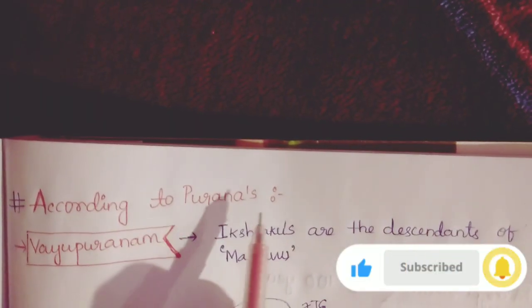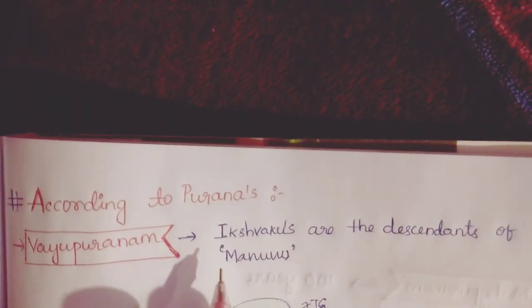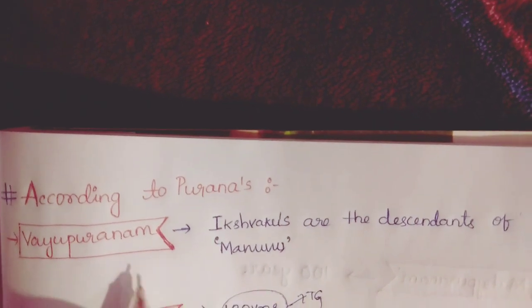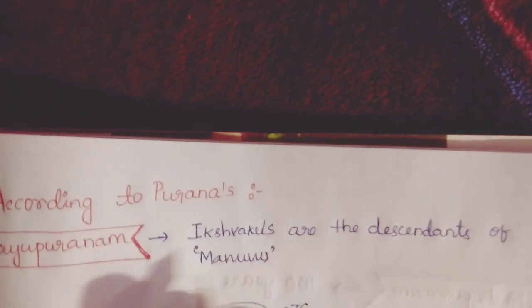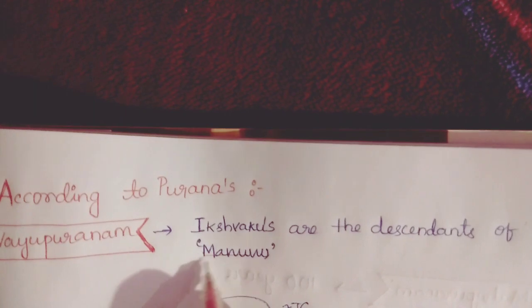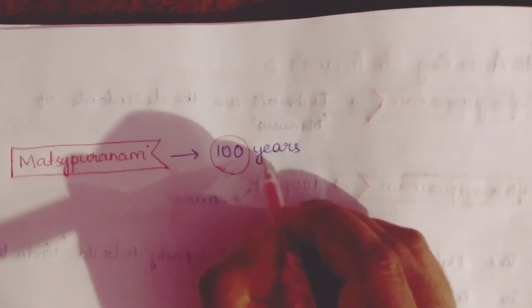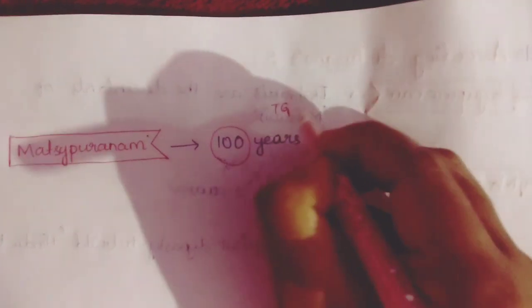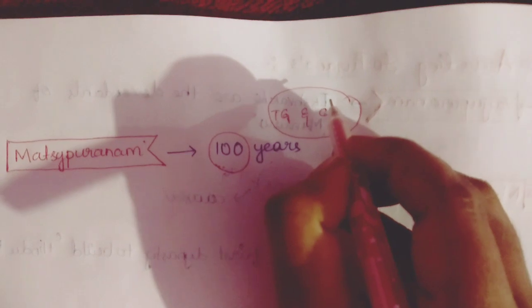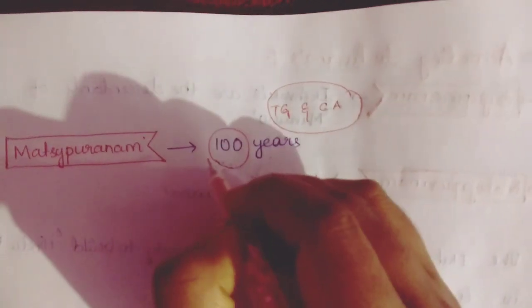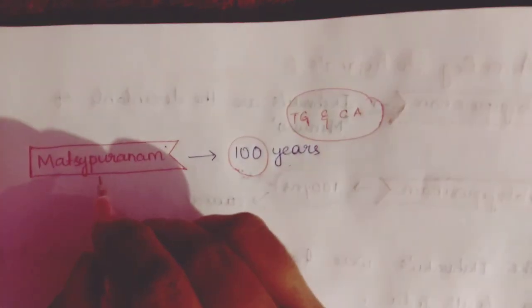And coming to the Puranas, what do the Puranas tell about the Ikshvakus? According to Vayu Puranam, Ikshvakus are the descendants of Manuvu. And according to Matsya Puranam, the Ikshvakus ruled both Telangana and coastal Andhra regions for about 100 years.